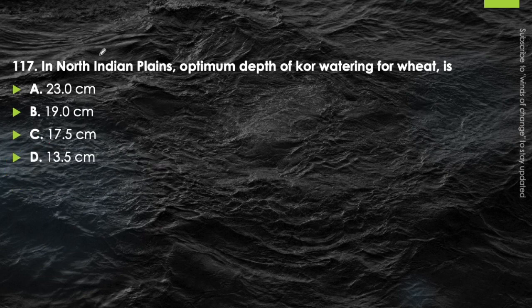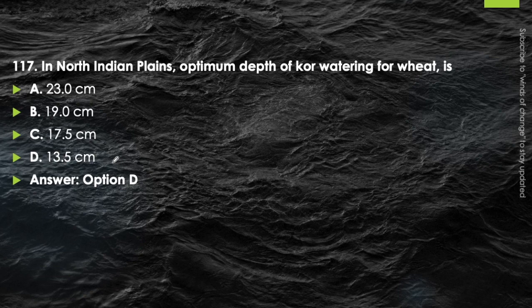Next question. In North Indian plains, the optimum depth of crop watering for wheat is 23 centimeter, 19 centimeter, 17.5 centimeter or 13.5 centimeter. Just think about it. This is a memory based question, so if you know, then only you can recall it. It will be option D, that is 13.5 centimeter. In North Indian plains, the optimum depth of crop watering for wheat is 13.5 centimeter.